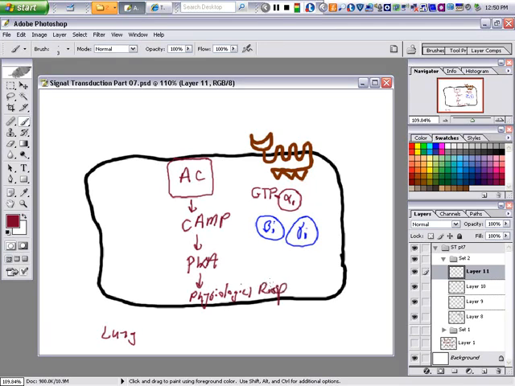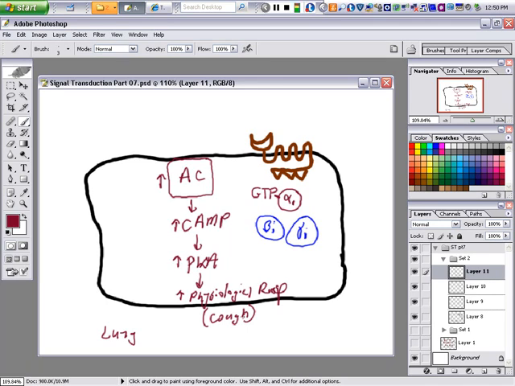Physiological response. Now, if you have too much adenylate cyclase activity, you're going to have too much cyclic AMP, too much protein kinase A. You're going to have too much of a response in your respiratory system, and that's going to cause you to cough a lot. Cough. That's what a cough is. If you have too much adenylate cyclase activity, you're going to have too much cyclic AMP, too much protein kinase A, and you're going to start coughing excessively.